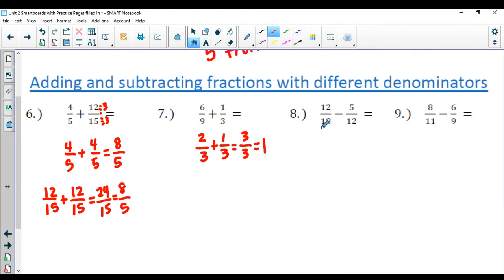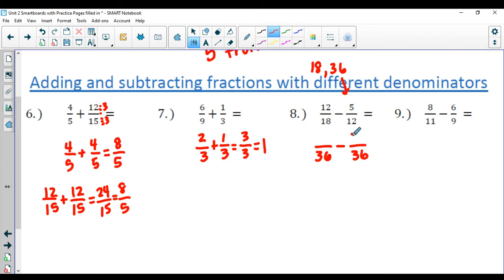In number 8, I'm noticing these are both even. And I'm noticing 18 and 12 would be pretty icky for me to try and do a common denominator. So I can go ahead and actually reduce here a little bit. But if I reduce here, I'm not going to reduce and make it a 12. So, thinking about 18, I have 18 and then 36. 36 would actually work for both of these. So let's go ahead and make 36 our denominator.